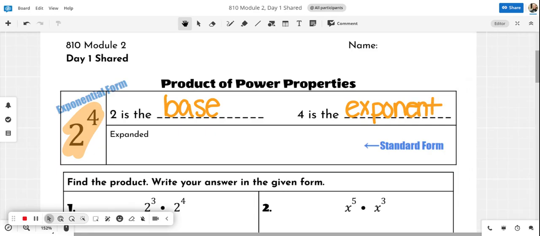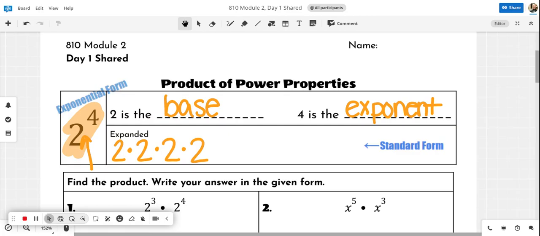Okay, so when we multiply something by itself, we are squaring it. So for example, 2 to the 2nd power is 2 times 2. So 2 to the 3rd power, we're multiplying it by itself 3 times. So 2 to the 4th power, multiplying it by itself 4 times. So that's expanded form. You're going to hear us say exponential form, which is this right here with the exponent. Expanded is all the numbers written out, and then standard form is the actual number.